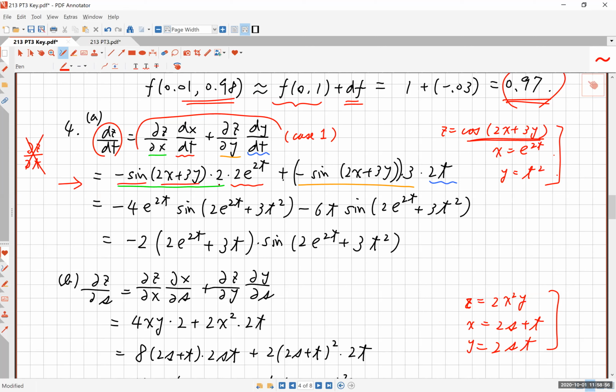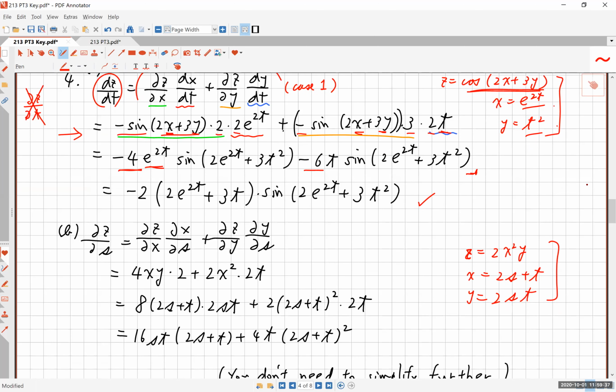Then you just simplify. You see negative 2 times 2, that's negative 4, and then e to the 2t is there, and then you have the sine of this quantity, and then you have negative 3 times 2, that's negative 6, and then you have the t, and then sine of this, right? Now, traditionally, you are asked to, and I would expect you to do this also, to not use anything else except t and try to simplify it. And that's why I didn't want to leave x and y in my solution, right? So replace x with e to the 2t, y with t squared in your final answer, right?